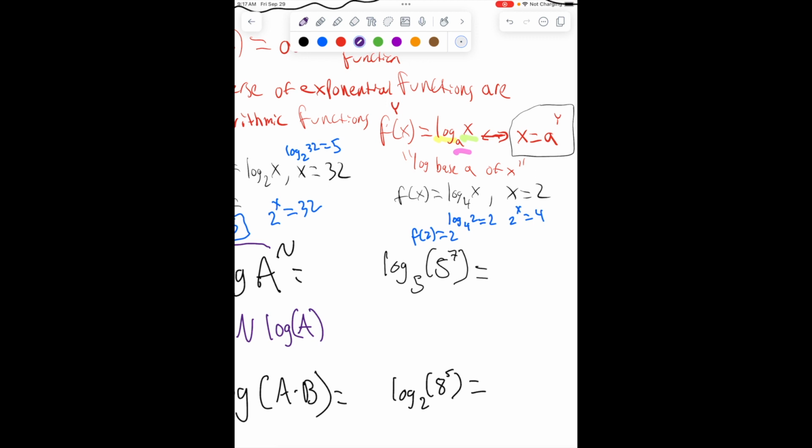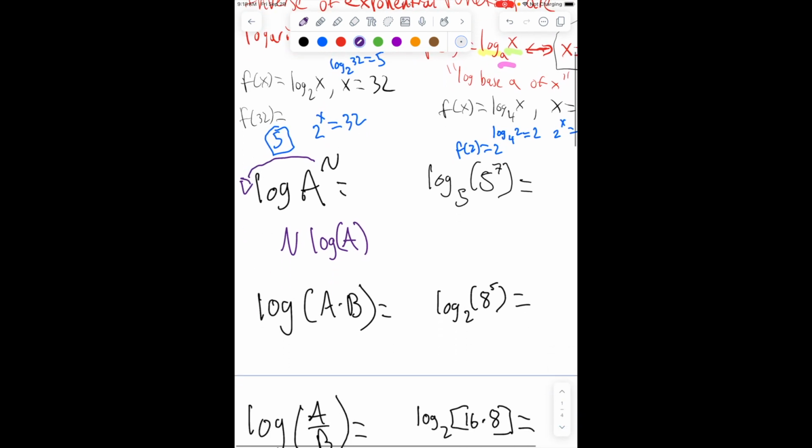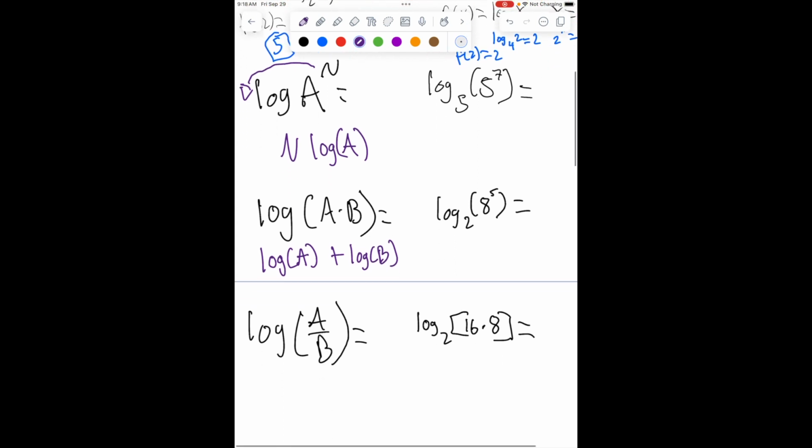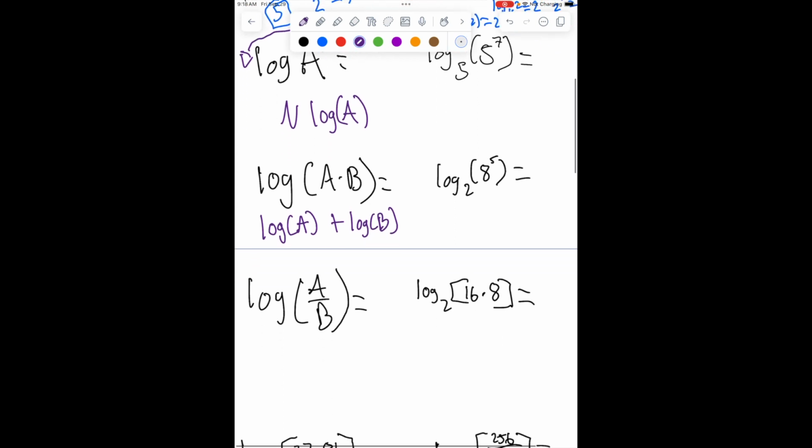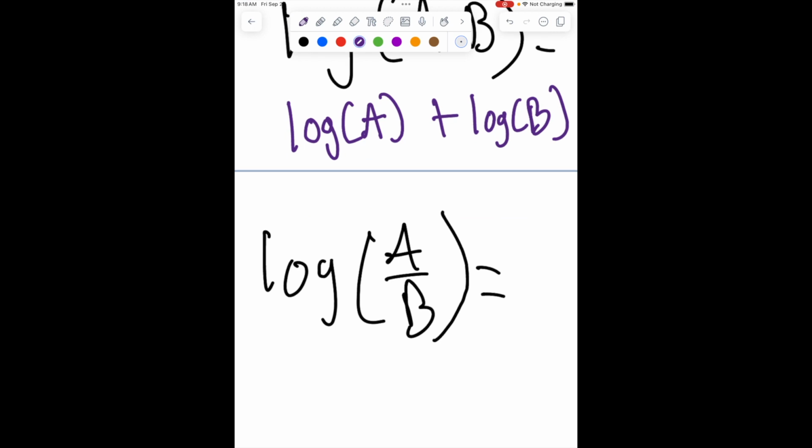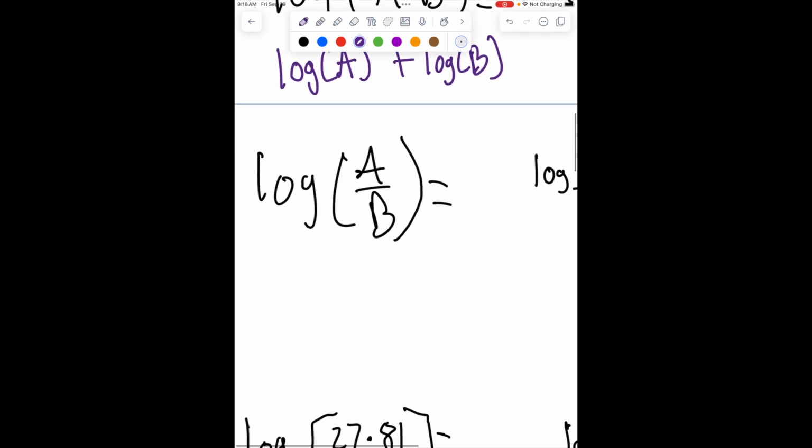Kind of similar. Let's go down. So log, and in parentheses, I have a multiplied by b. I can split this up into two terms. And when I have multiplying inside of my log, it's the same thing as adding. And very much on the same idea, if I divide two things inside of my logarithm, instead of adding them, I'm going to subtract them.